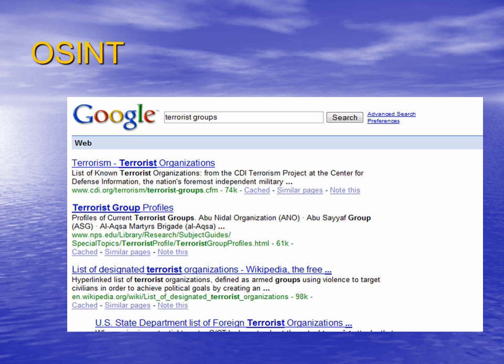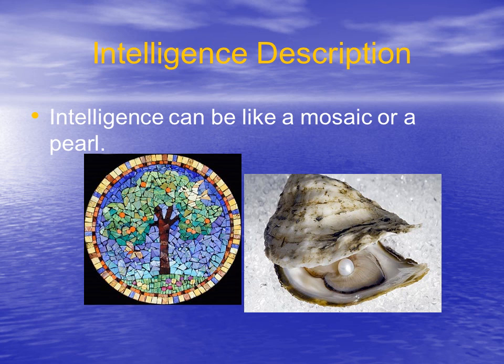Open source is what you can get on the internet and in printed magazines, publications, the library, or whatever. I always like to think of intelligence as a mosaic or a pearl. You have all these little bits and pieces, and the hard part is making them fit together and being able to see the picture. Because as the oyster shows, you can go through a million oysters, but if you can get that one pearl, that one piece of information that makes it all make sense, that draws that picture, that's what you're looking for.